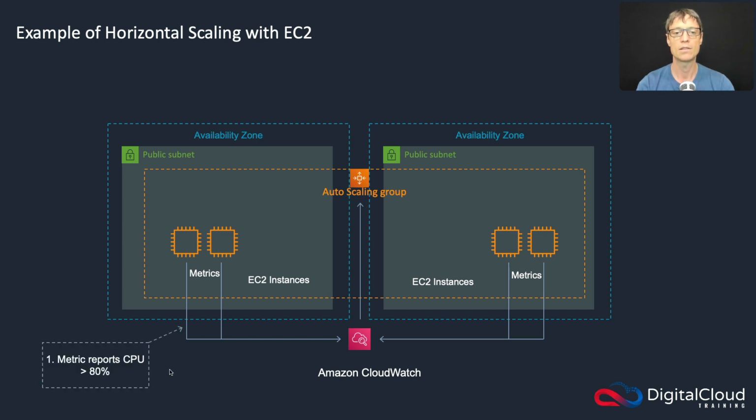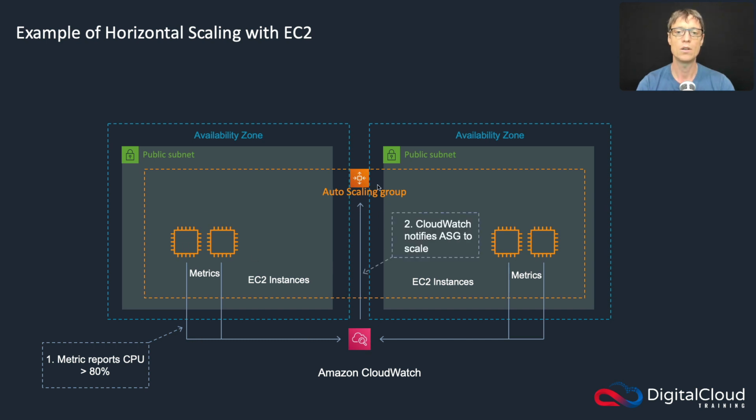And what happens is the metrics come from here and go to CloudWatch. So CloudWatch is a performance monitoring tool. And metrics are reporting how much CPU usage is being utilized. And so a metric goes forward and says that over 80% of the CPU is being utilized. And so they're under quite a lot of burden.